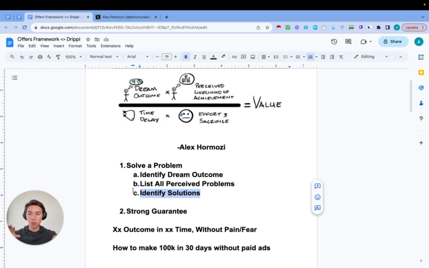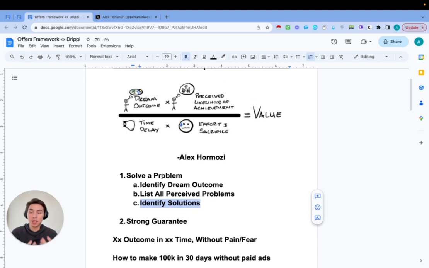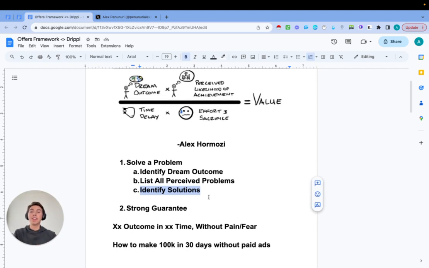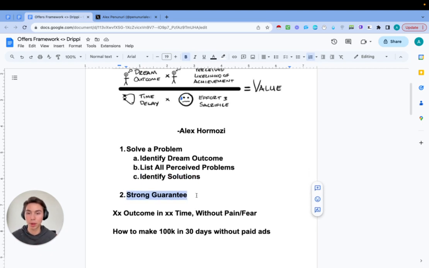And how do you do that? You basically need to convince them that you know how to do it, and that has to do with the perceived likelihood of achievement. There are a lot of ways to do that, but the easiest way is by having a really strong guarantee, okay? What does this mean? This means you want to reverse the risk as much as humanly possible so that all the risk is on you and close to zero of the risk is on the client.